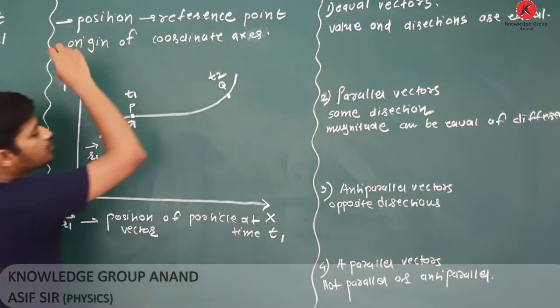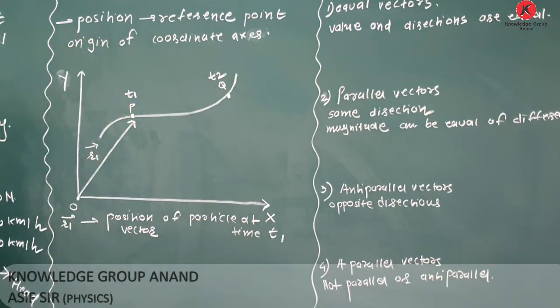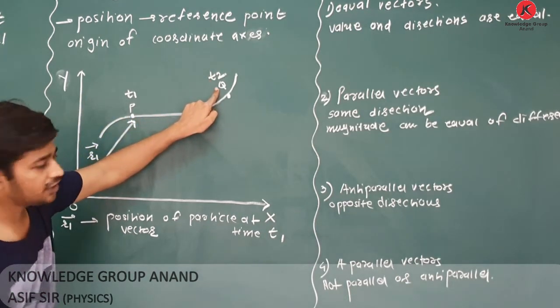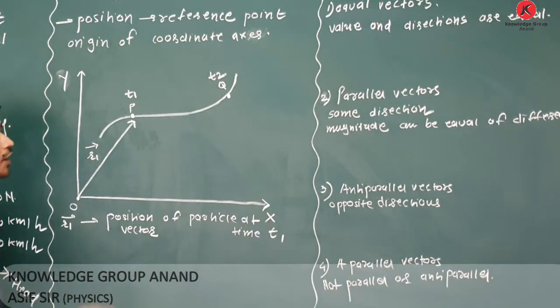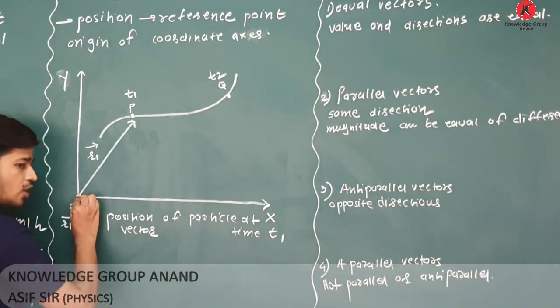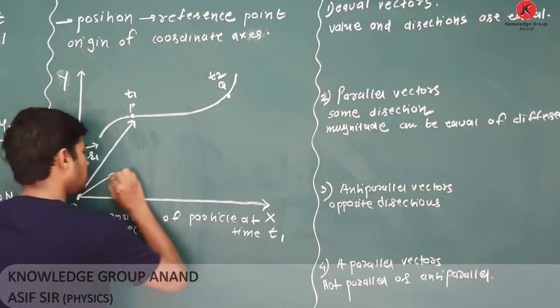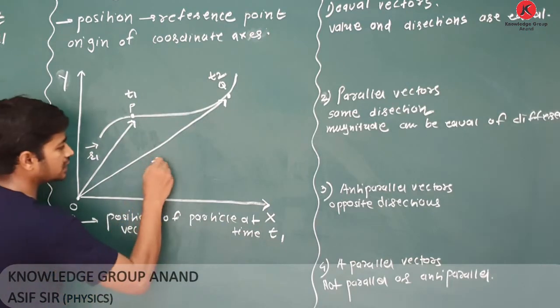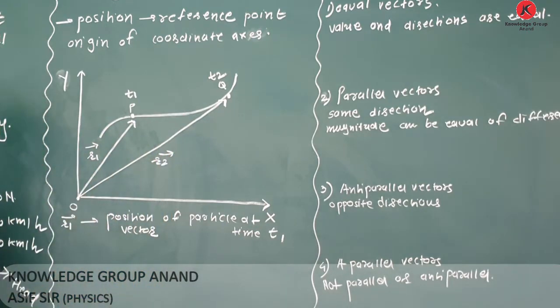Here it is at point Q. The particle is at point Q. At time t1 it is at point P. It is moving. At time t2, it is at point Q. Then again, what is the position at this point? Position at this point means you have to draw one vector from the origin. Suppose this vector is named R2.